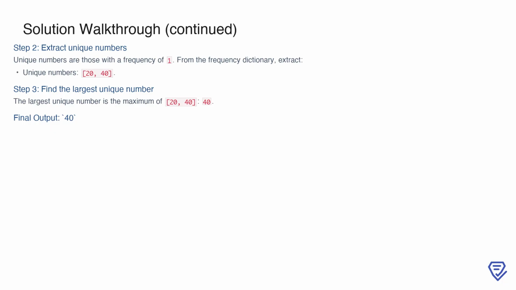From the dictionary, the unique numbers are 20 and 40. To find the largest unique number, we calculate the maximum of this list, which is 40. Therefore, the largest unique number for this example is 40. The final output for this input is 40. This completes our solution walkthrough for the largest unique number problem.